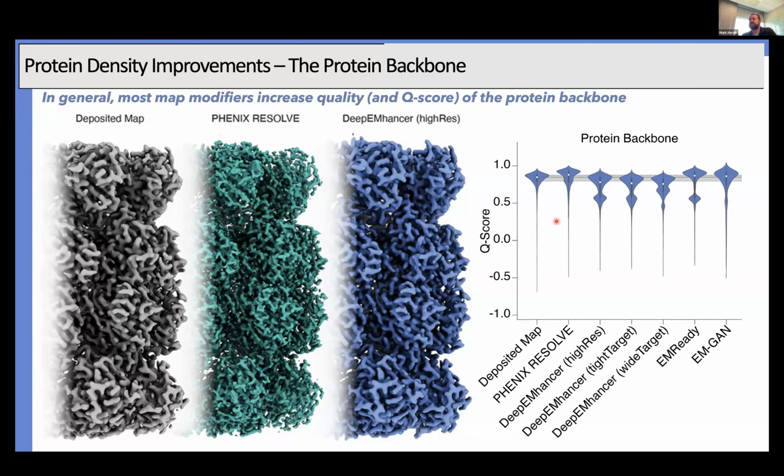And if we look at this for just basic Q-score backbone quantification, compared to the deposited map, which is shown here in this box plot, Phoenix Resolve, EM Ready, and EMGAN had the most improvements for the protein backbone fits across all the volumes tested, while some of the other machine learning algorithms had a bimodal distribution, depending on the quality of the input map and the different features.